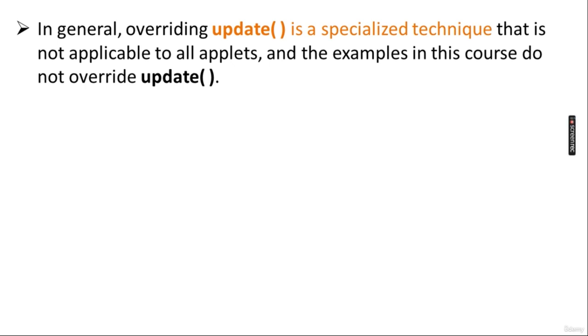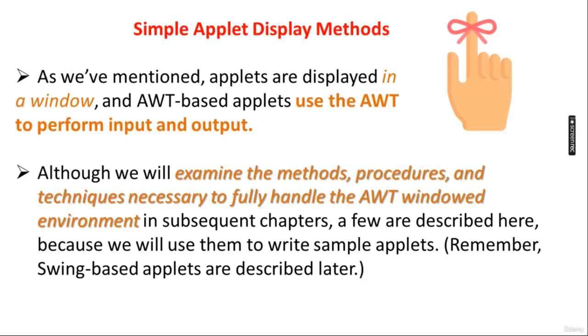Overriding update is a specialized technique that is not applicable to all applets, and the examples in this course do not override update. You have to remember that it is called if some portion of your applet is to be redrawn, and basically it calls the paint method. Some applet display methods: as we have mentioned, applets are displayed in a window, and AWT-based applets use the AWT to perform input and output. We will examine the methods, procedures and techniques necessary to fully handle the AWT windowed environment.